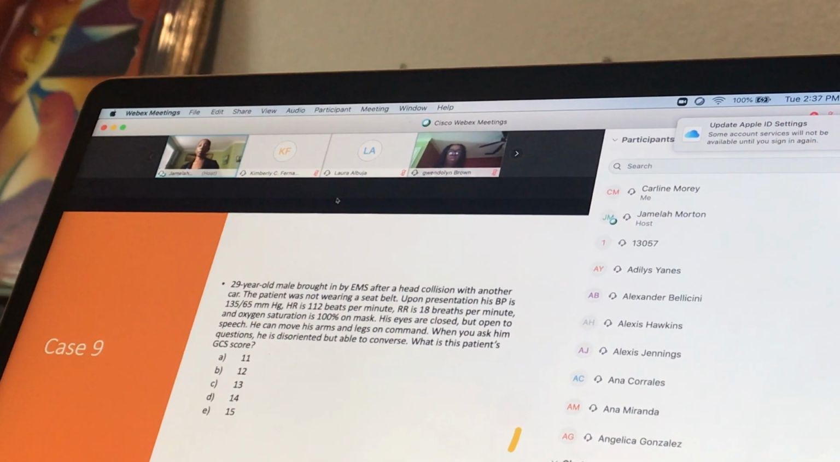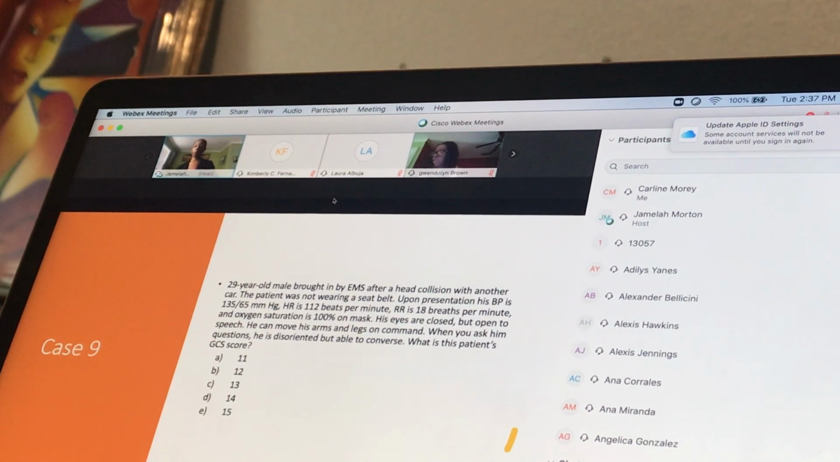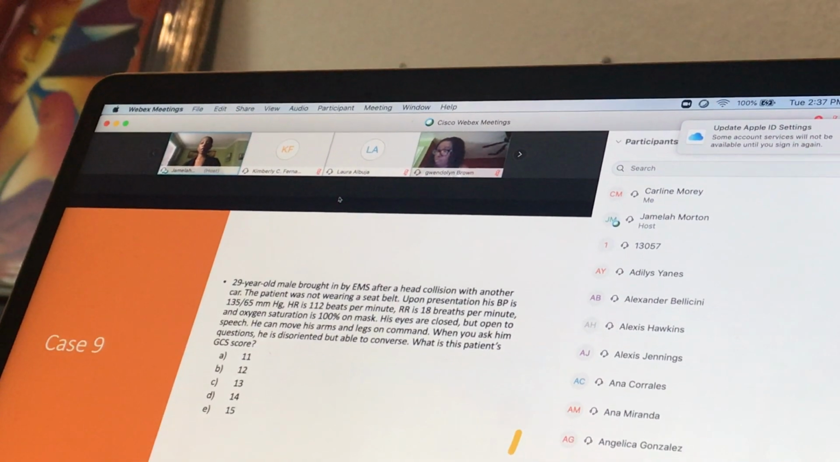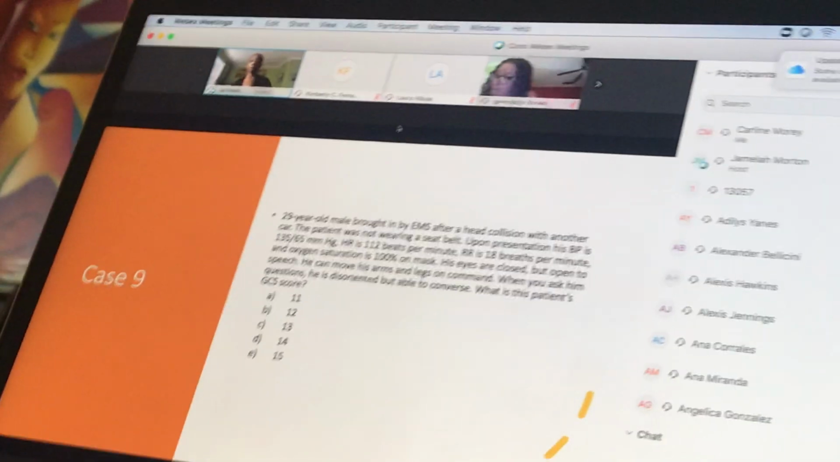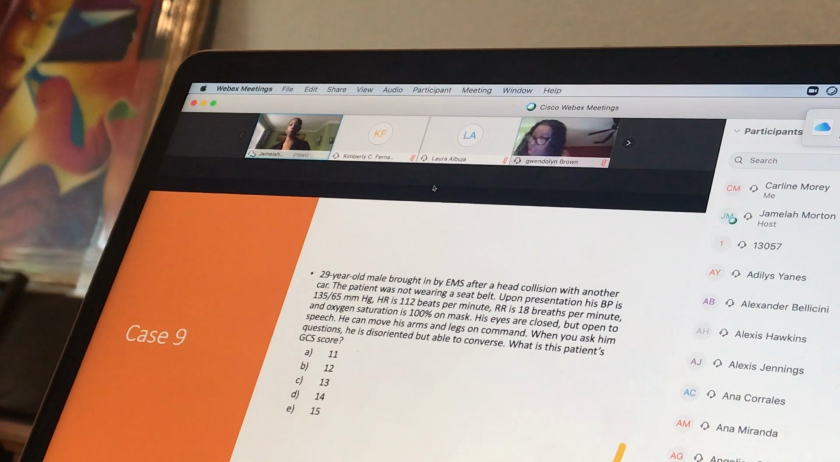A 29-year-old male brought to the emergency department after a head-on collision with another car. The patient was not wearing a seatbelt. Upon presentation, his blood pressure is 135/65, heart rate is 112 beats per minute, respiratory rate is 18 breaths per minute, oxygen saturation is 100% on mask.